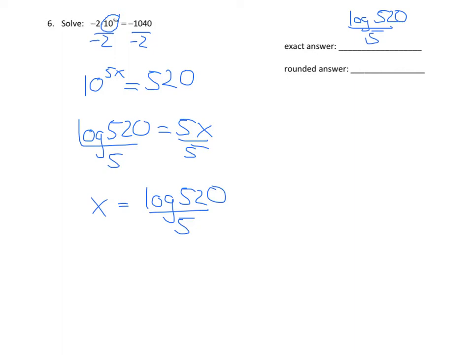And to get a rounded answer or a decimal approximation, you're going to plug that in your calculator. And when you plug it in your calculator, just make sure that you close the parenthesis around the 520 before you divide by 5. And you get approximately 0.54.